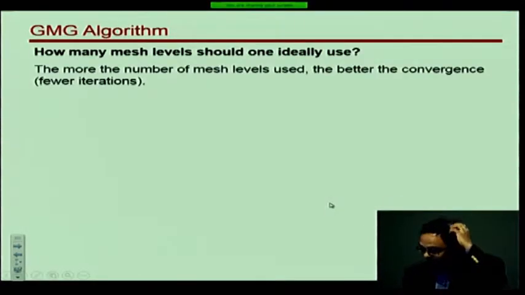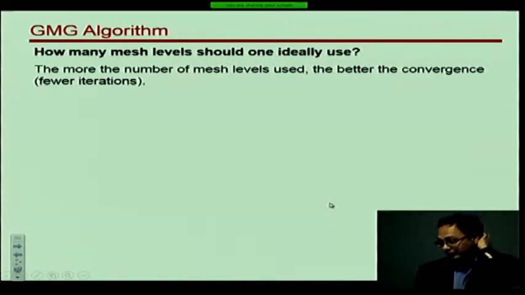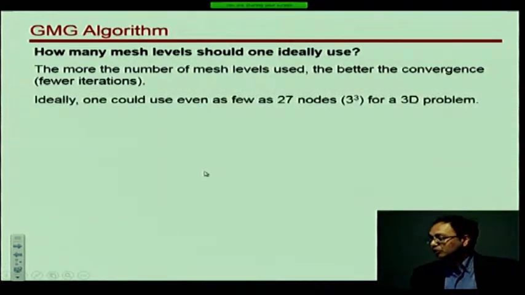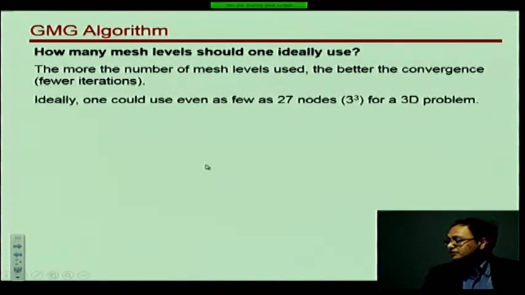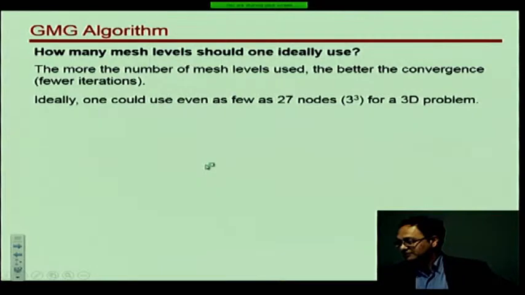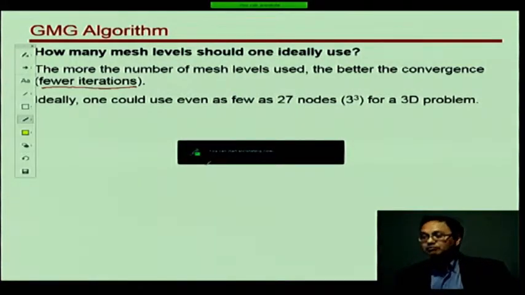So one of the questions I talked about is how many mesh levels should we use? The more, the better. Of course, that doesn't mean that you will always get better CPU time. In terms of iterations, that's what it says here, fewer iterations. The more mesh levels you use, the better performance you will get. Ideally, this is what you would like to do.